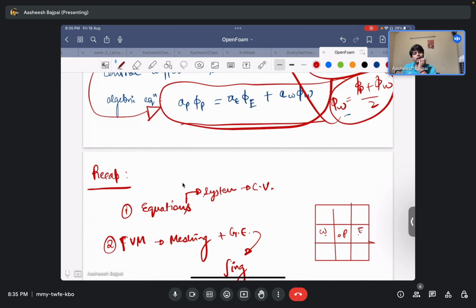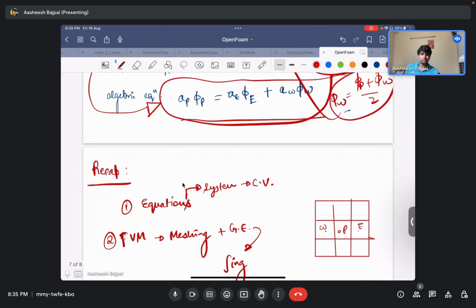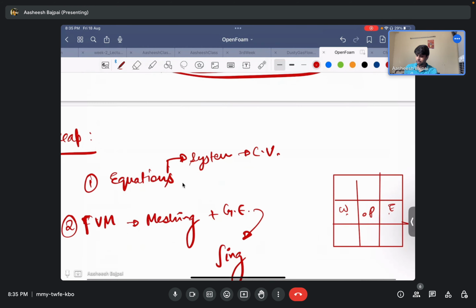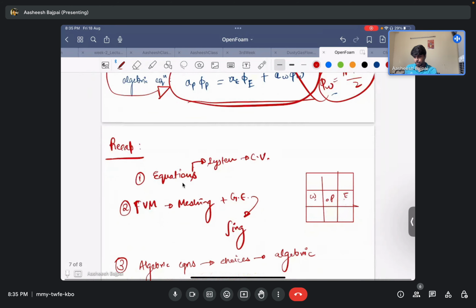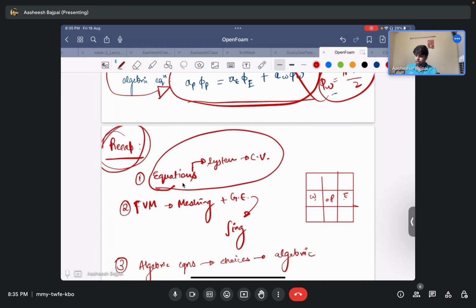So now I think we have gone through how to generate the algebraic equation. How to solve that algebraic equation is another game. I think you are learning it in the classes, but maybe I'll tell some basics about that in the next class. So I am just recapping: first we need to have some equations.